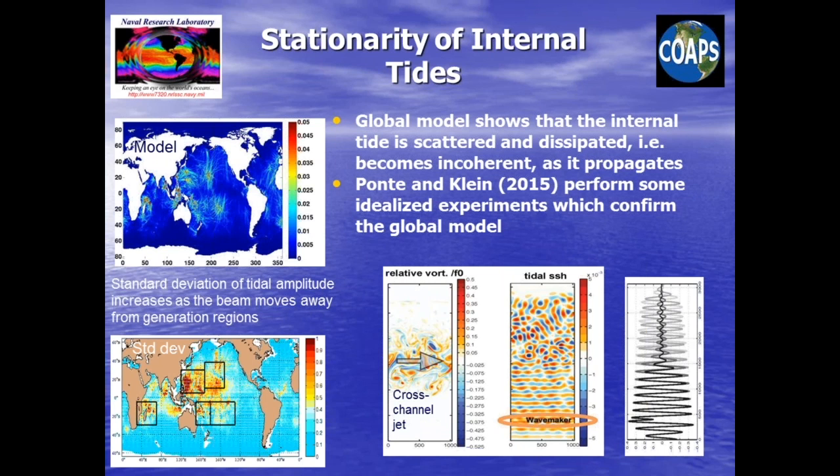And there's an experiment that was done by Ponte and Klein. They did an idealized experiment, and so they have this little channel, and in the channel they have basically an unstable jet that's going across, generating lots of eddies, and they put a wave maker in here that generates an internal tide, and it propagates across. If you look at the signal, near the wave maker, you've got these nice plane fronts that come across. They hit the eddies, and all of a sudden it becomes this very chaotic sort of thing.